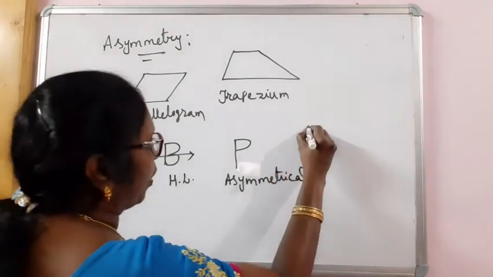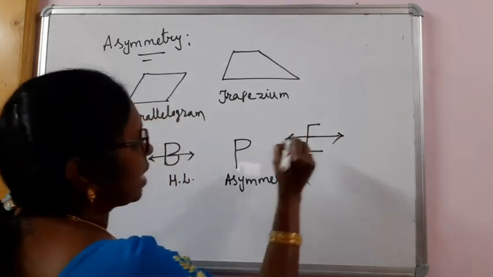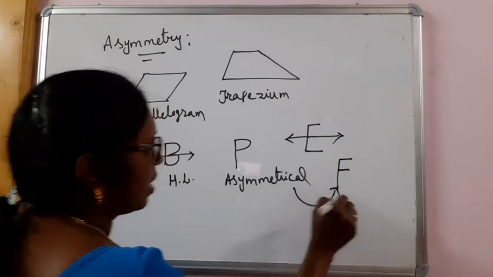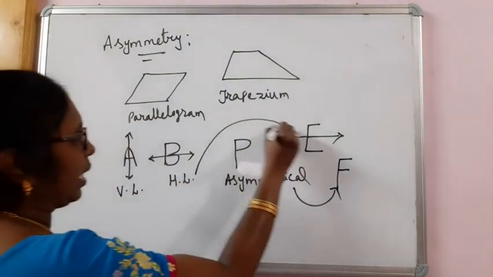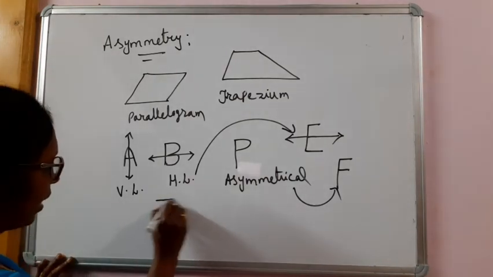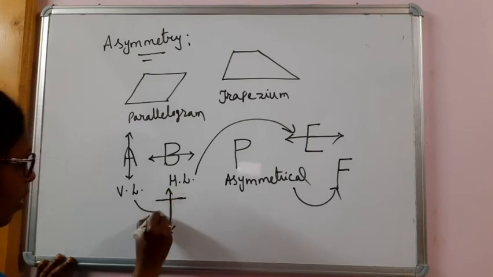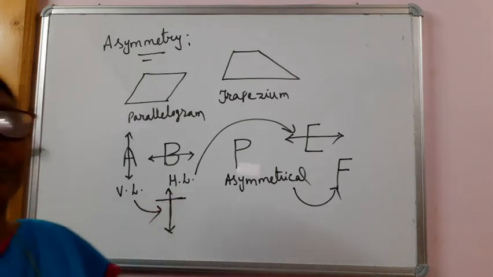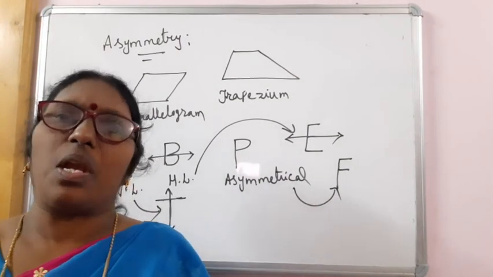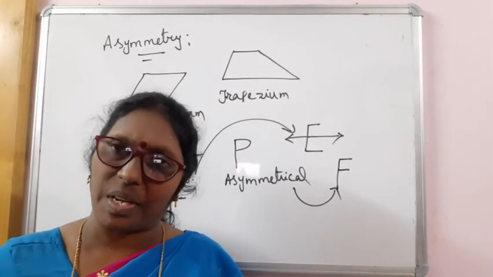Let me give you another example. Alphabet E has a horizontal line of symmetry, but F doesn't. F is asymmetrical and E has a horizontal line of symmetry. And the letter T has a vertical line of symmetry. So like that, different figures may have a vertical line of symmetry or a horizontal line of symmetry, or some figures may be asymmetrical.